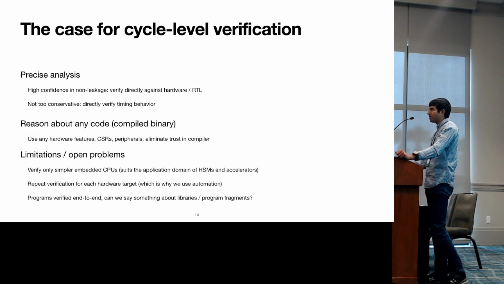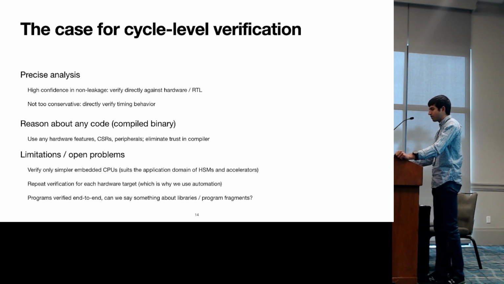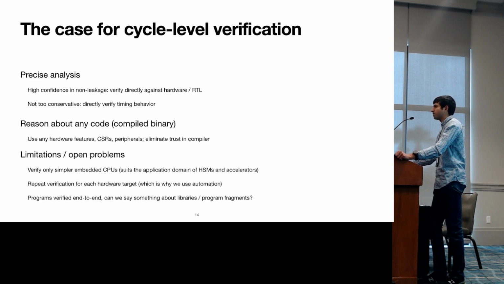And finally, what we're doing is we're verifying the end-to-end timing behavior of programs. And currently, we don't really have a plan for saying anything about fragments of programs. So we can't, for example, verify a library function and later use it and have some guarantees about how it'll behave. It's really like the entire program. We're reasoning about main.c.